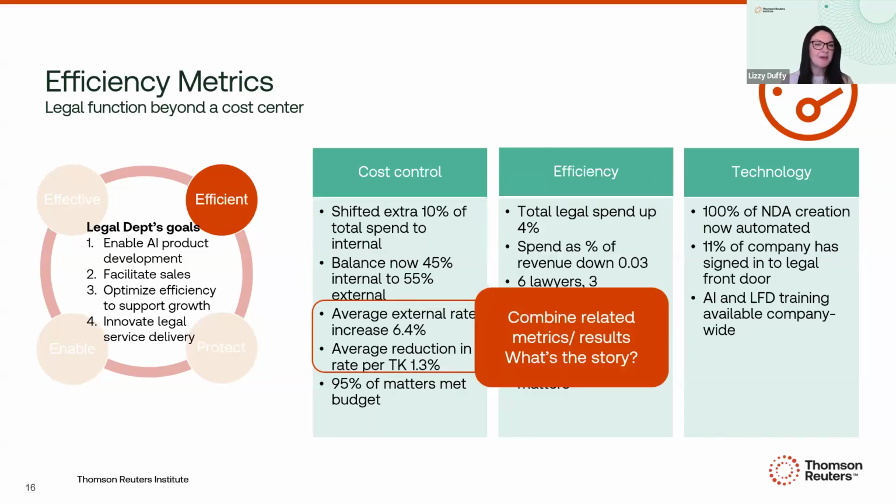The second, again, is 2 separate data points that are part of the same story point. What I find with these 2 is it might even be a little confusing, because first we're saying the average external rate has increased by 6.4%. And then we're saying the average reduction in rate per timekeeper is 1.3%.